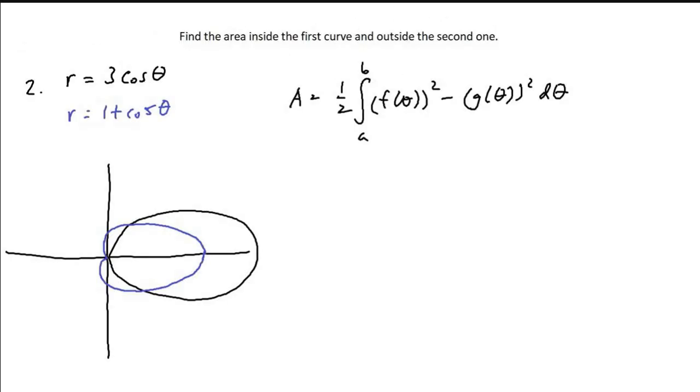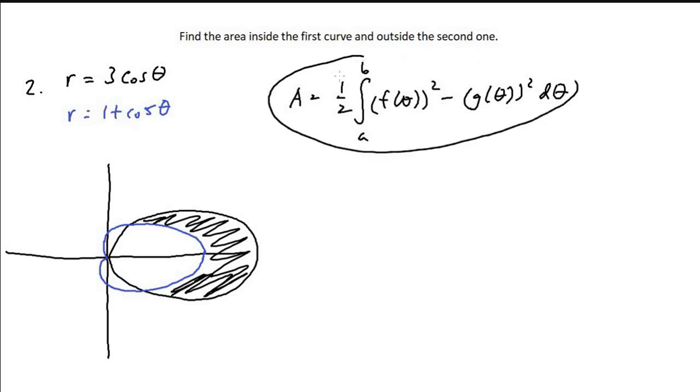And so for number 2, we have r equals 3 cosine theta and r equals 1 plus cosine theta. If we're trying to find the area inside the first curve, r equals 3 cosine theta, and outside 1 plus cosine theta, then we'll be looking to find this shaded area here. Since there is an outside and an inside curve, we can use this formula. We are already given f of theta and g of theta, so we need to find our 2 points of intersection, or our bounds from A to B. And notice these are our 2 points of intersection.